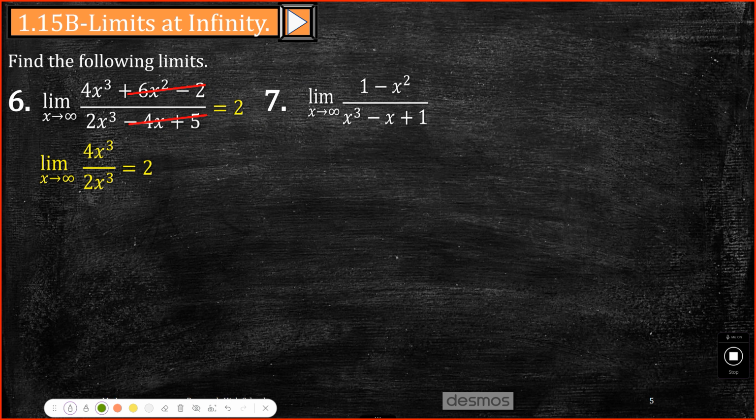Number 7, limit at infinity. Let's rewrite this a little bit better. Limit as x approaches infinity of -x squared plus 1 over x to the third minus x plus 1. At infinity, this becomes almost inconsequential right there and right there. We're left with -x squared over x to the third.